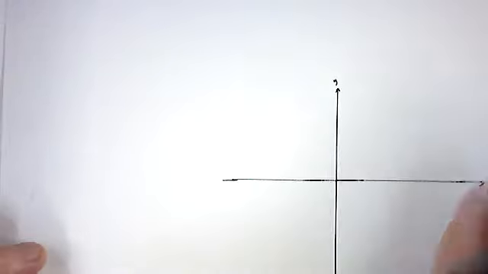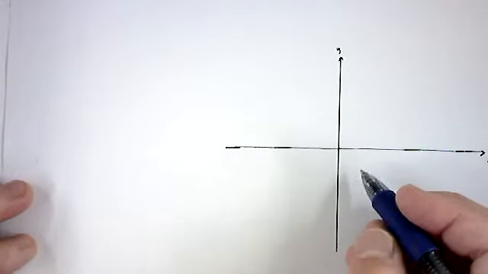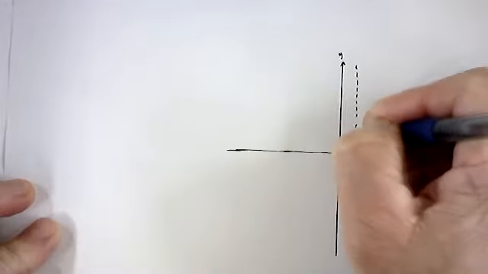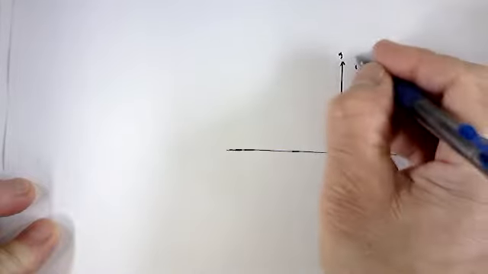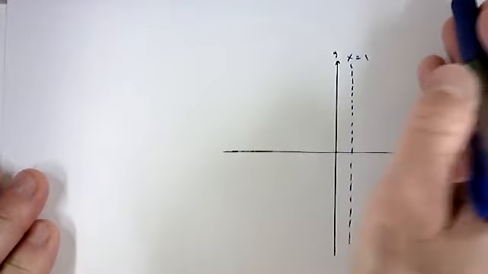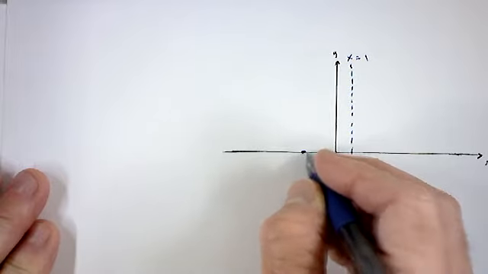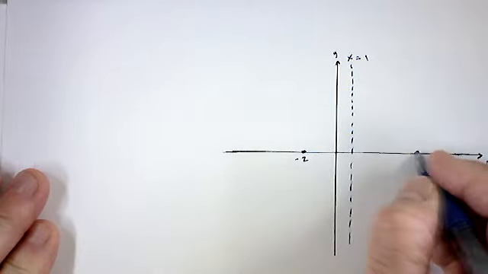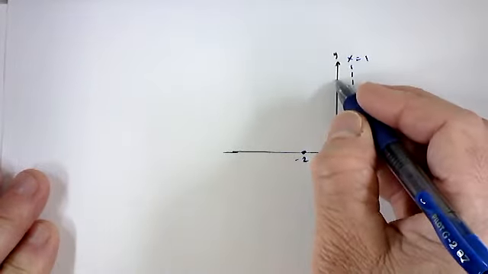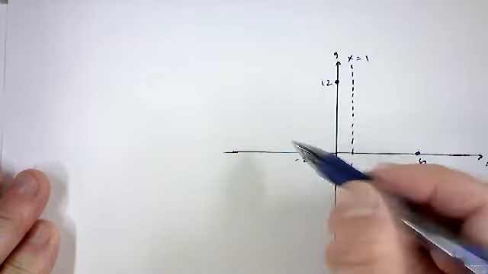So now, I didn't add everything that I recommended before, but we can just throw this stuff in here. I'm going to start with my vertical asymptote, x equals 1. My x-intercepts are 6 and negative 2. Let's call this negative 2. Let's call 6 out here somewhere. Y-intercept is 0, 12, so it's way up here somewhere. And my slant asymptote is y equals x minus 3.